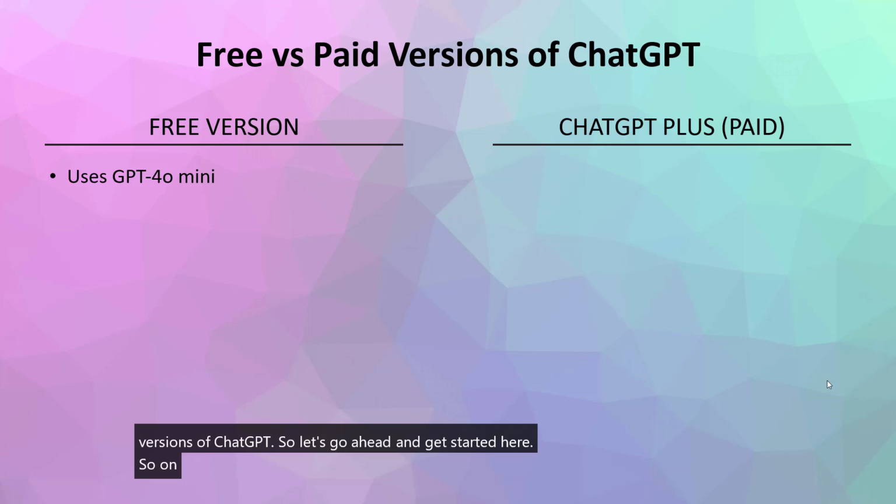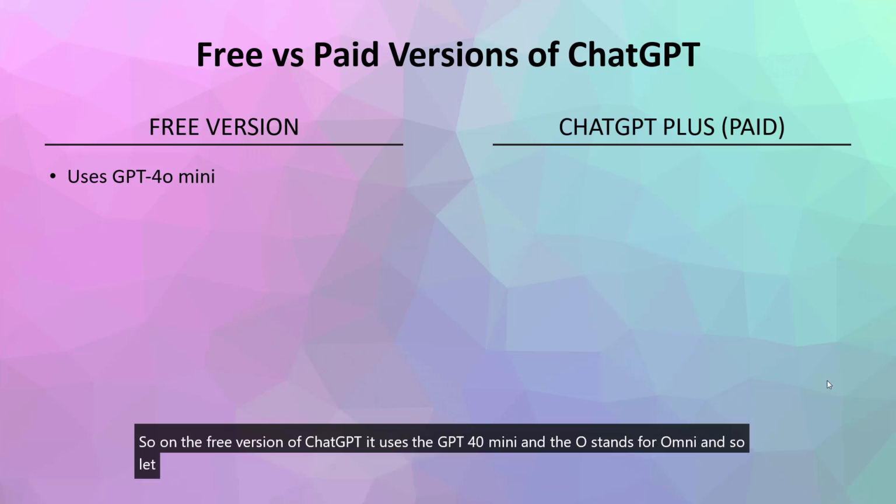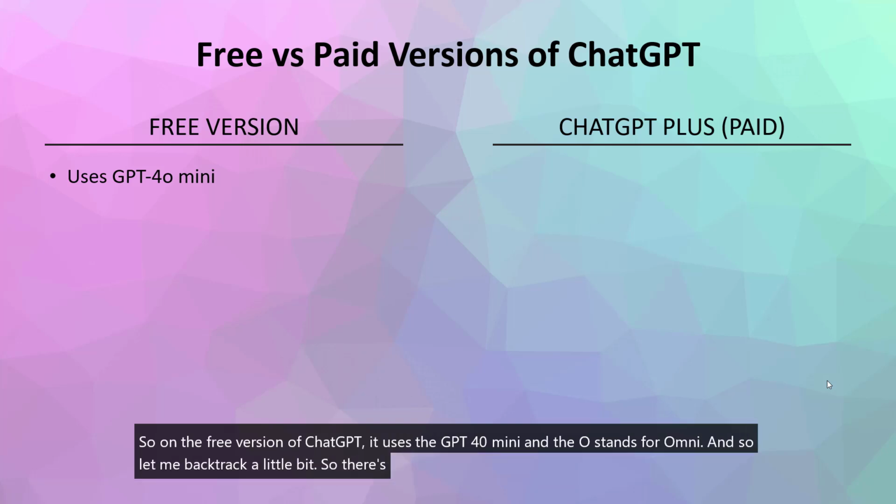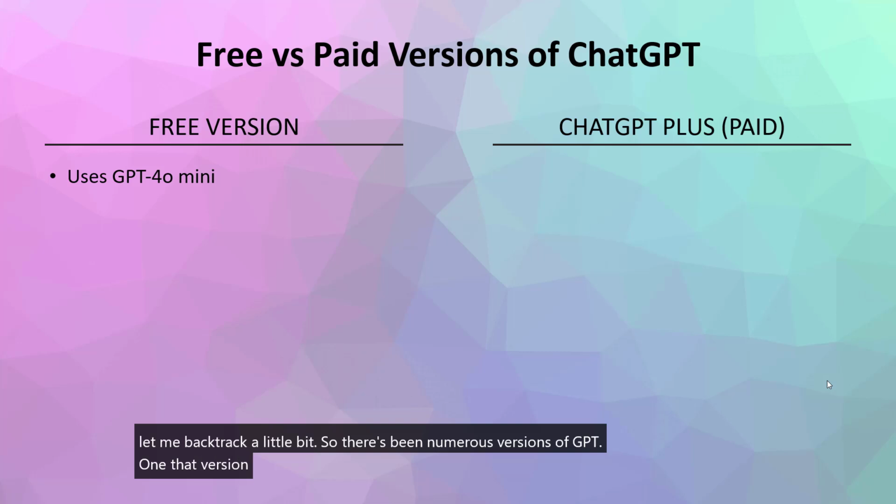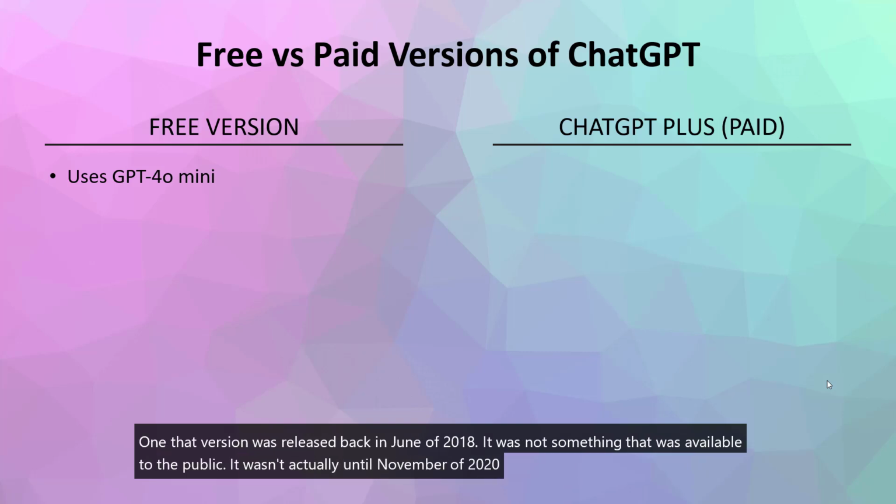On the free version of ChatGPT, it uses GPT-4o Mini, and the O stands for Omni. Let me backtrack a little bit. There have been numerous versions of GPT. GPT-1 was released back in June of 2018. It was not something that was available to the public. It wasn't until November of 2022 that the first GPT for the public was released, and that was ChatGPT, what we know as ChatGPT. That November 2022 release ended up being version 3.5.